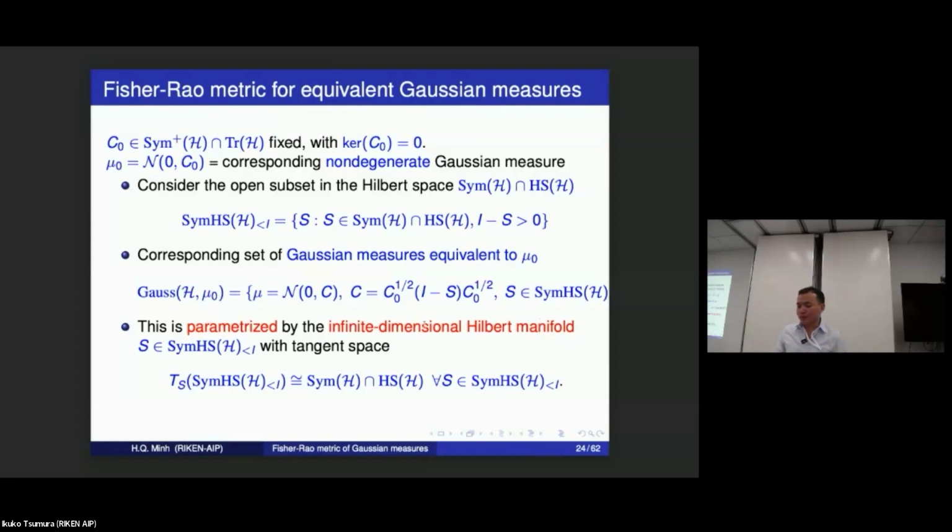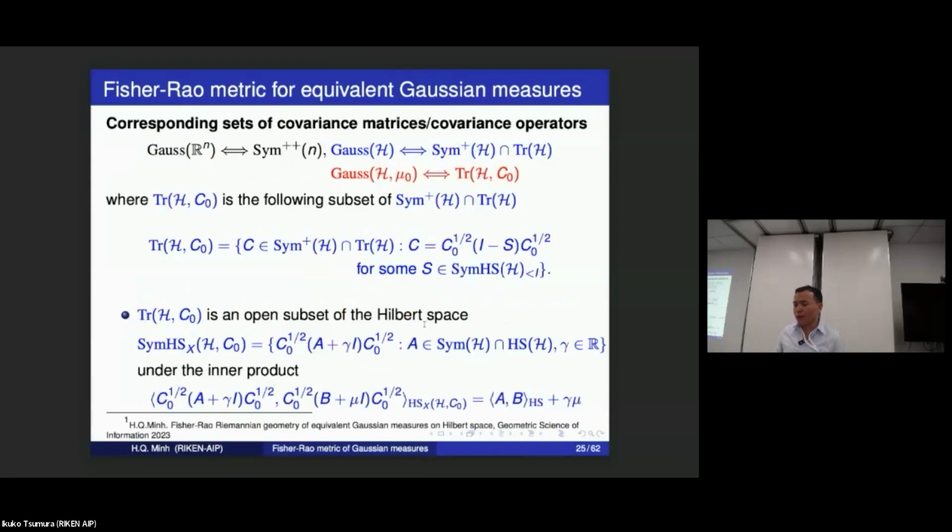So now it's a Hilbert manifold, and then the set of corresponding covariance matrices and covariance operators. For the case of Gaussian densities, we have the set of SPD matrices. In this case here, we have this set of operators. It's a subset of the set of positive trace class operators. So it's given by this formula here.